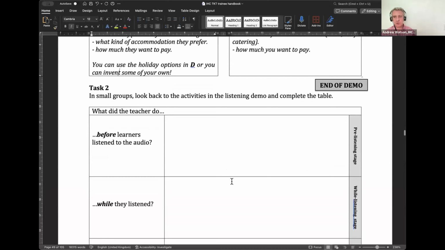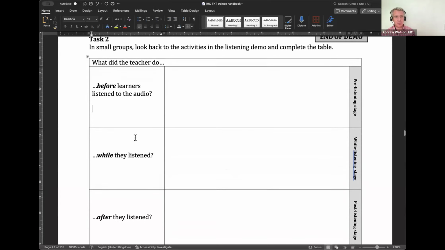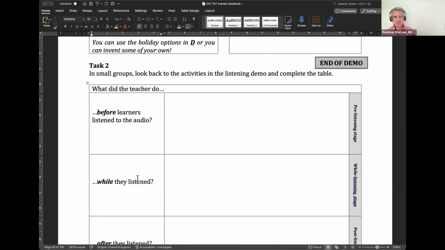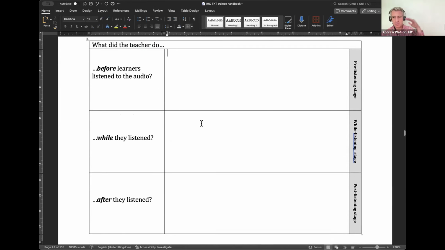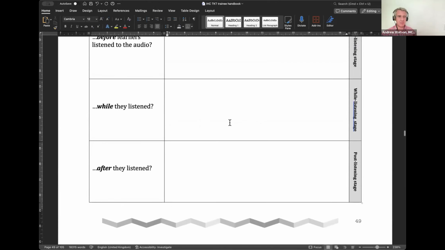Okay, I'm going to put you into small groups. Well, I'll put you in pairs and think about what the teacher did before learners listened to the audio, while they listened, and after they listened. So what did the teacher do? Consider the pre, the while, and the post. To make it a little bit easier, because it's difficult at times, isn't it? Because you're trying to be students, but now you're trying to be teachers. So it can be a bit of a mind twister.